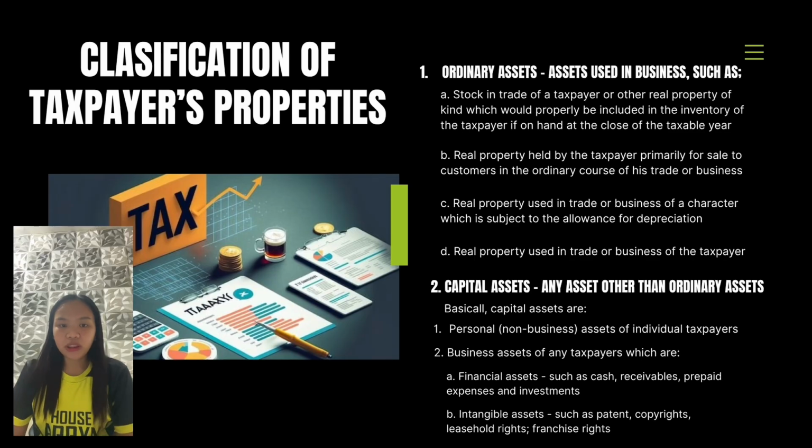Stock in trade, goods held for sale in the ordinary course of business. Real property held primarily for sale: land or buildings intended for resale to customers. Real property used in trade or business, subject to depreciation: assets used in the business that lose value over time. Real property used in trade or business: assets used in the business that are not subject to depreciation.